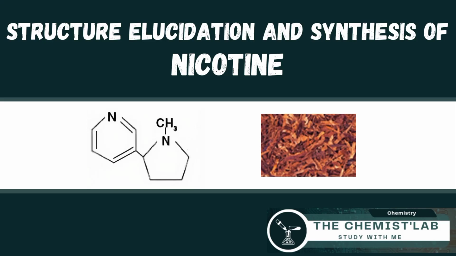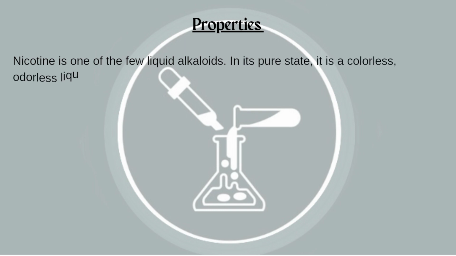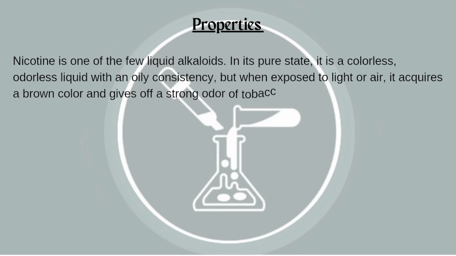Today, we're going to be discussing the structure, elucidation, and synthesis of a chemical compound called nicotine. Nicotine is one of the few liquid alkaloids. In its pure state, it is a colorless, odorless liquid with an oily consistency, but when exposed to light or air, it acquires a brown color and gives off a strong odor of tobacco.